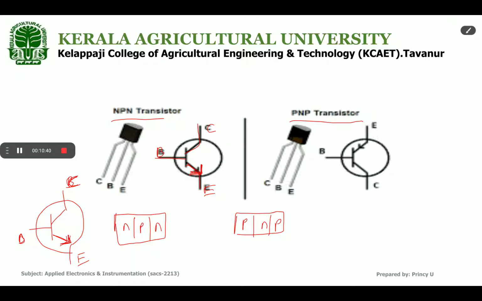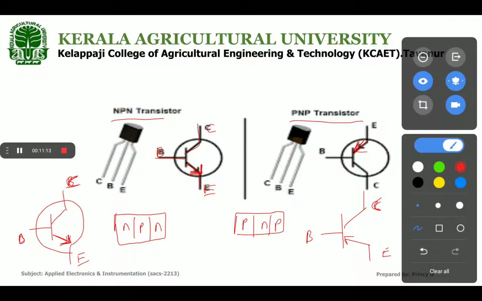When showing the symbol of a PNP transistor, always remember that the arrow mark on the emitter is into the transistor. We draw it like this, with the arrow mark into the transistor. Emitter, and the middle terminal is always base and the other one is collector. Okay, two types of transistors.